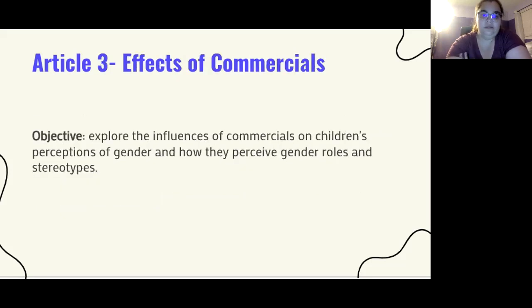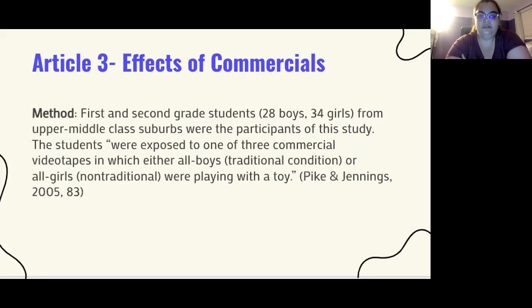The third article I used wanted to explore the influences of commercials on children's perception of gender and how they perceive gender roles and stereotypes. The method used for this study was first and second grade age students, so 28 boys, 34 girls, from an upper middle class suburb. The students were exposed to one of three commercial videotapes in which either all boys, traditional condition, or all girls were playing with a toy.